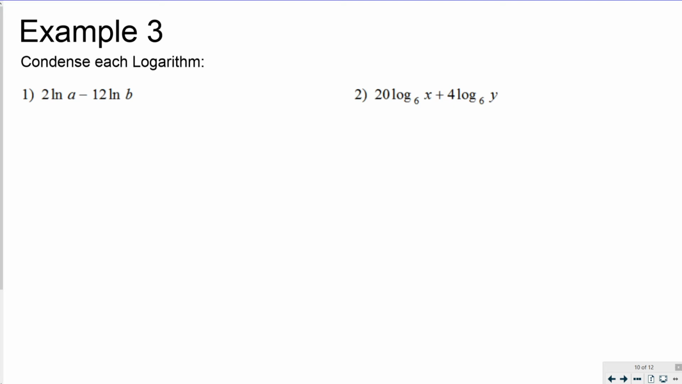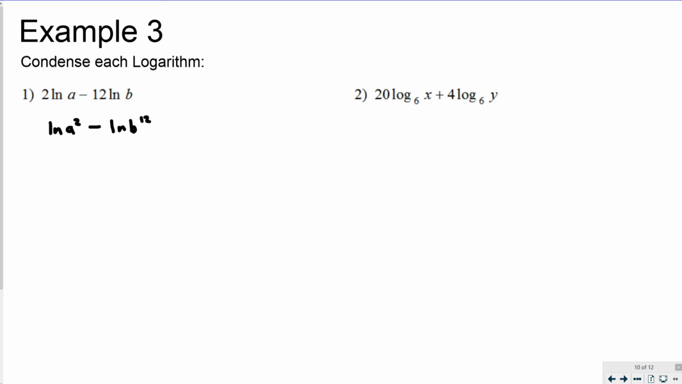All we're going to do is, since we both have natural log, we know they're the same base. And so we see that there is a minus sign between them. So to condense them, we're going to need to create a quotient. But because we have coefficients out front, the first thing that we need to do is kick the coefficients back up to being exponents. So when you're condensing, you take all of the coefficients and make them exponents again. So it'll be the natural log of a squared minus the natural log of b to the 12th.